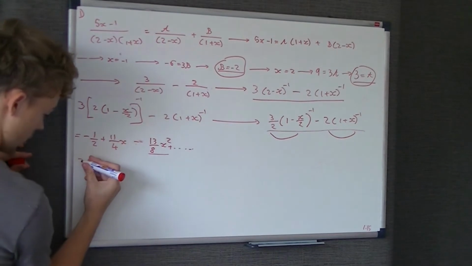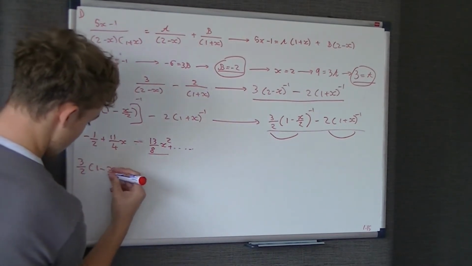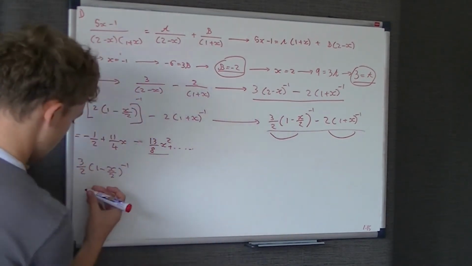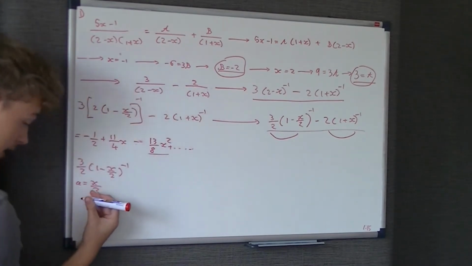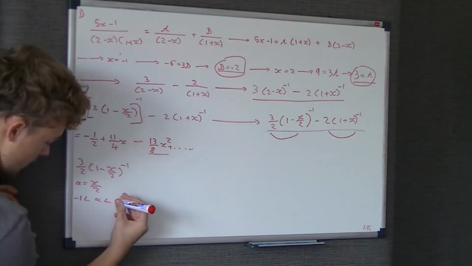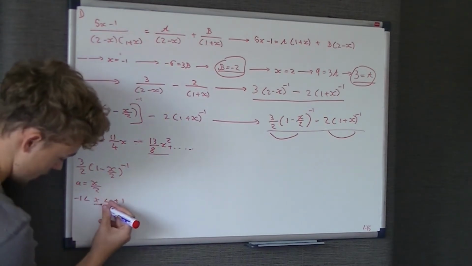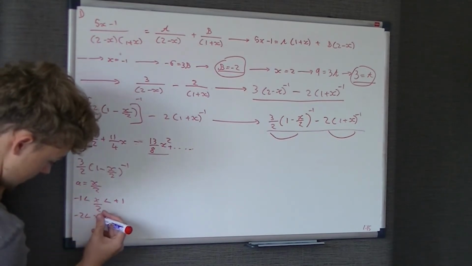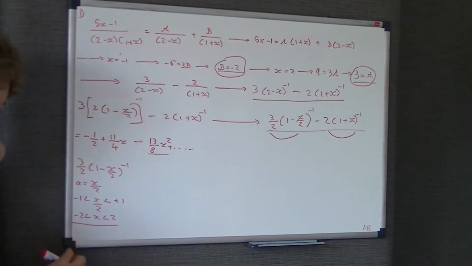So I'll first do 3 over 2 times 1 take x over 2 to the power of minus 1. Now this a is x over 2. So if I sub that into what we said before, between minus 1 and plus 1, we put x over 2. We need to times both sides by 2, so x is between 2 and minus 2, so that's tickety boo.